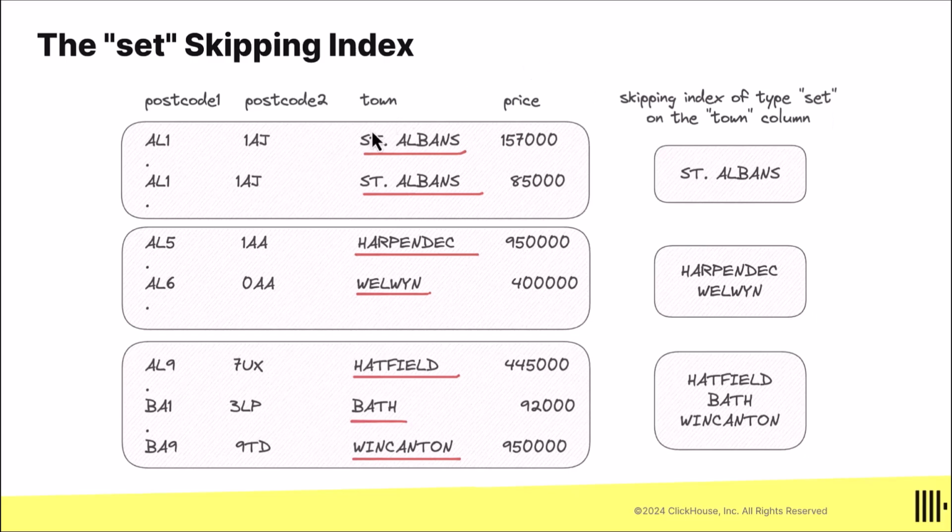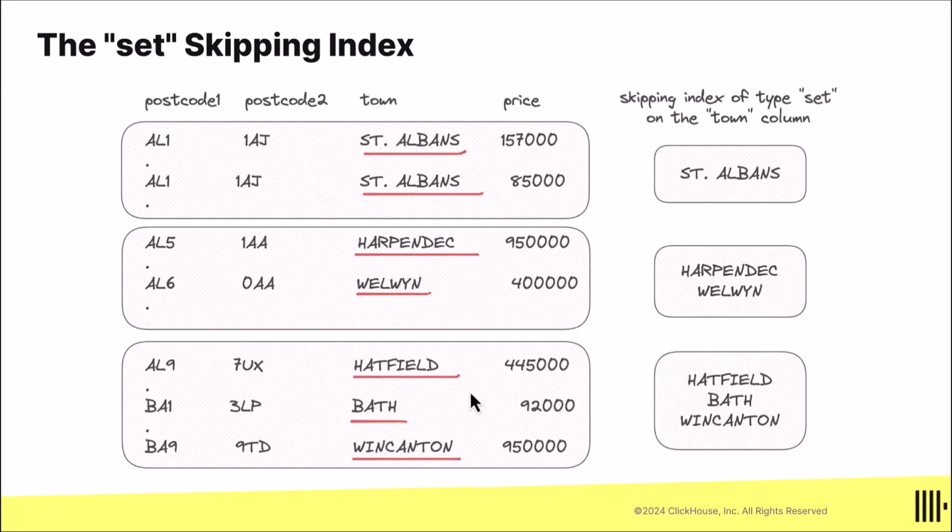In this first granule, St. Albans is the only value of town for all 8,192 rows, so my set is only going to have one value in it. And in this second granule, there are two unique values of town, Harpenden and Welwyn, so I'm going to put those in the set. The skipping index will keep track of those values.